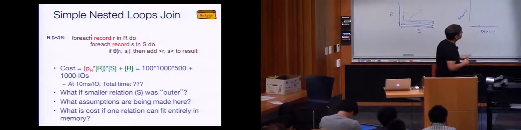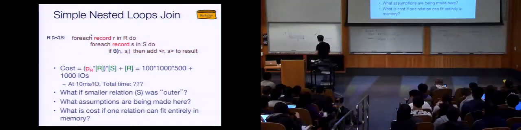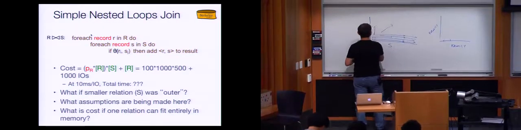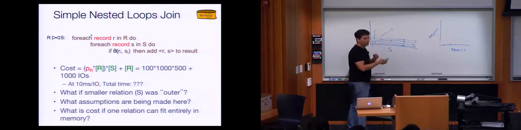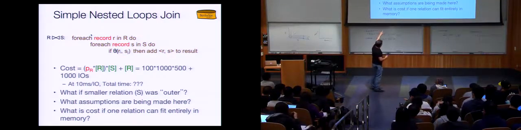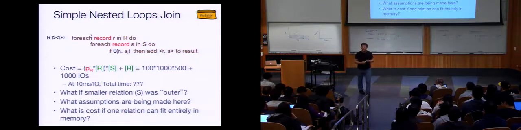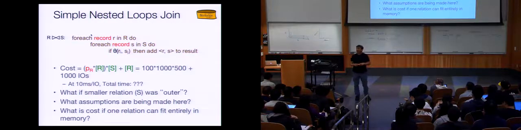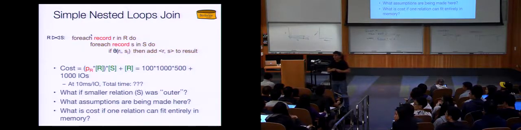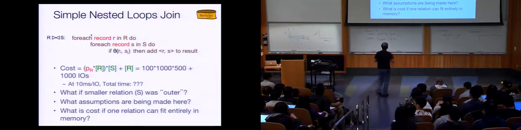So would it be better if we made the smaller relation the outer? If, say, S is really long. Is it better to do R as the outer loop and S as the inner loop, or the other way around? In this case, R was the bigger relation, I believe. Would it be better the other way around? Yeah, please. Smaller one should be on the outside.